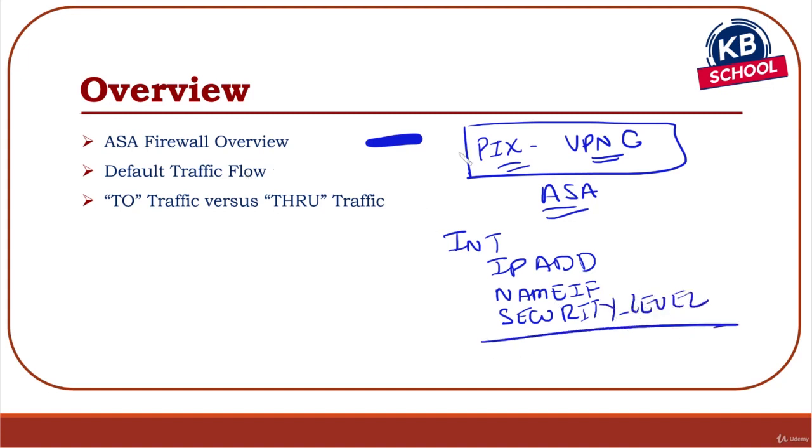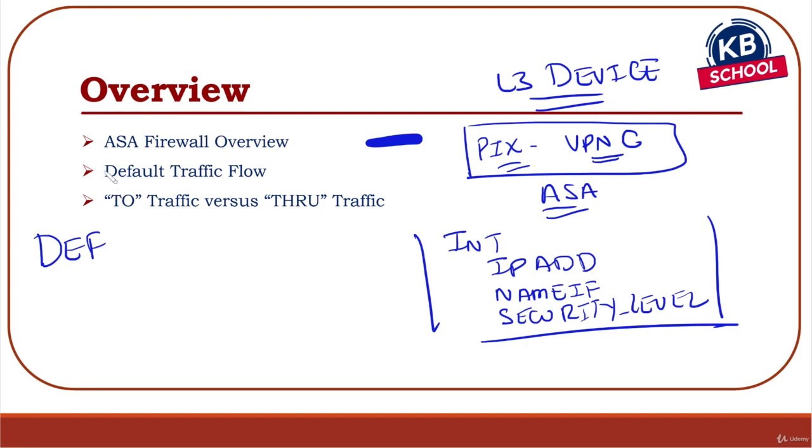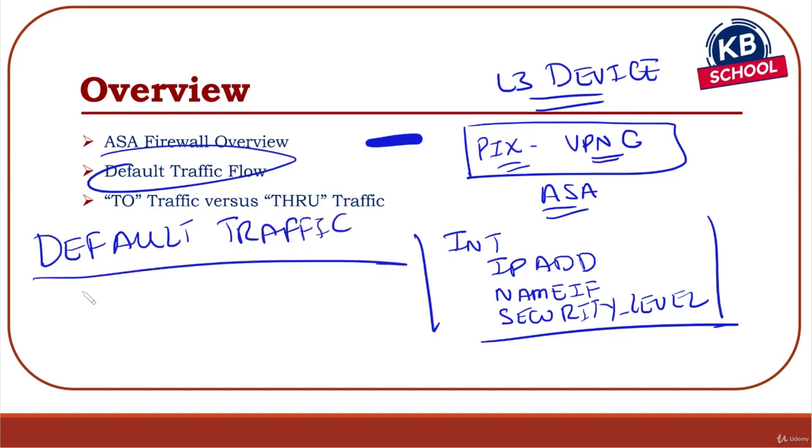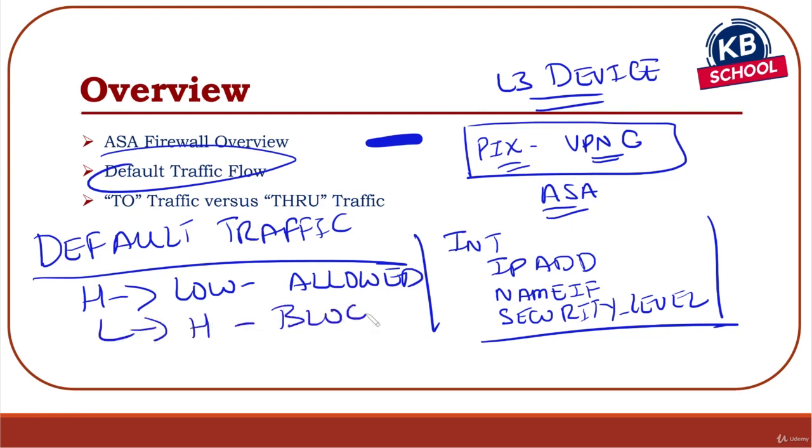An ASA by default is a layer 3 device, which you do have the capability, if you want to, make it into a layer 2 firewall. We'll take a look at that as well later on in the video series. We took a look at that. We looked at the default traffic flow, which is this guy over here. And what did we find out about the default traffic flow? We found out that high to low is allowed by default. Low to high is blocked by default. You also have same to same, which is also blocked by default.